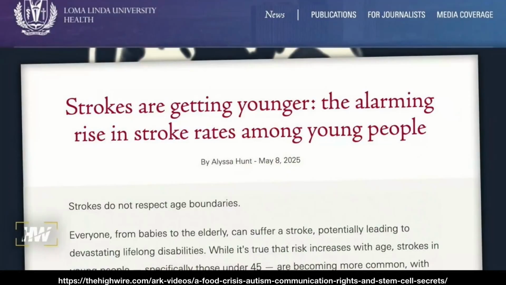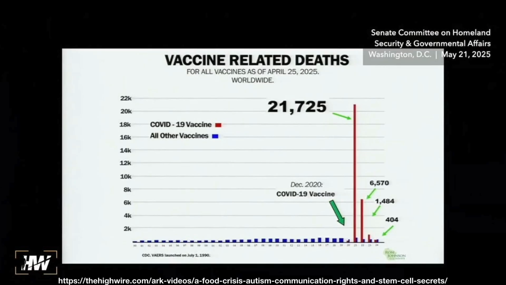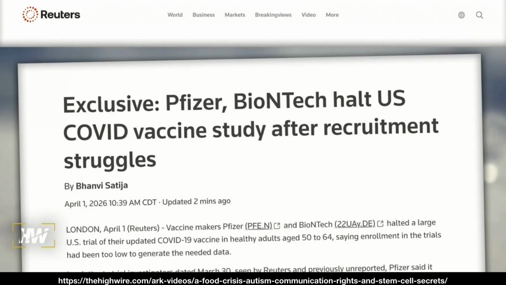And it seems to, from my perspective, back from 2021 when they were forced and they had mandates, and this was the number of deaths in 2021, that's the 21,000, and as time goes by, it gets lower and lower. And then also last week they talked about Pfizer and BioNTech halting their U.S. COVID vaccine study after recruitment struggles. They're having a hard time finding people to be part of their studies. And if you know what happened to Maddie DeGarris, you would understand why.